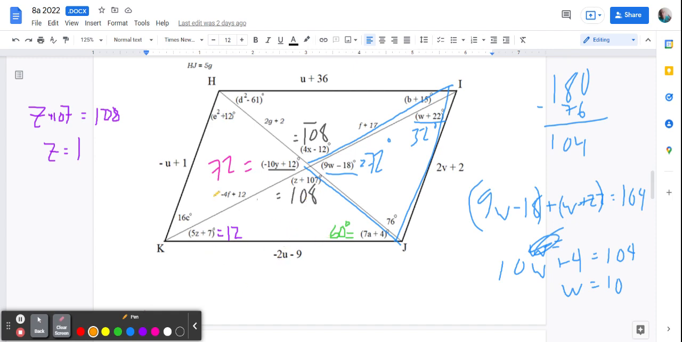Now, going into solving for b, c, d, e, we've got to look at what we have here. Here I have a 60-degree angle and a 76-degree angle, so this whole big angle J is going to be 136 degrees, making all of angle H equal to 136 degrees.